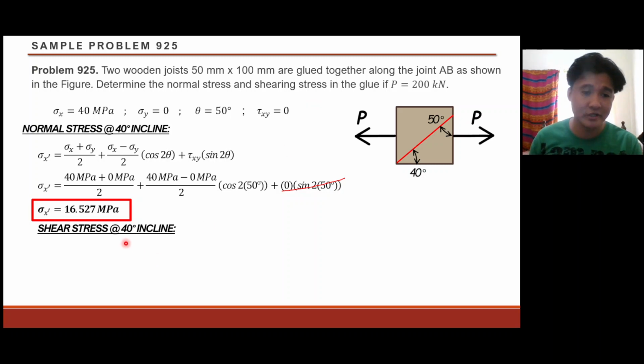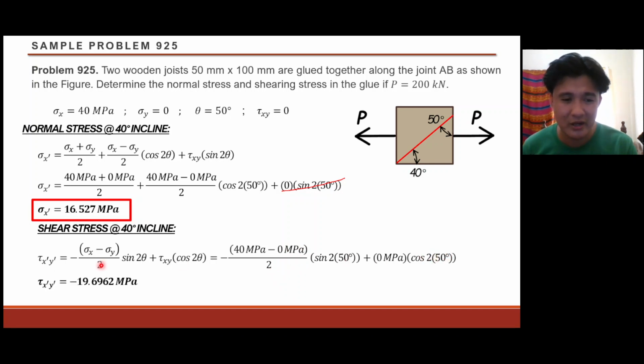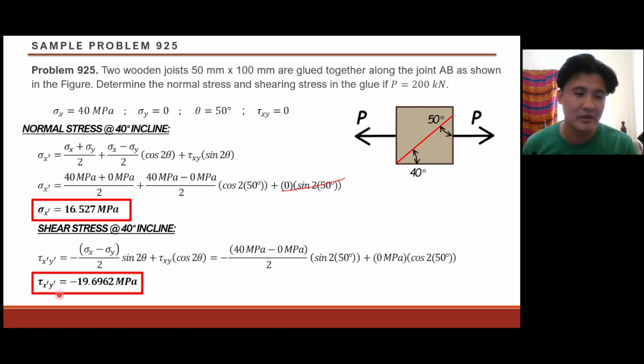So, shear stress at 40 degree incline. Okay na tayo sa theta. Tama na yung theta na ginamit natin. So, we can proceed sa equation natin. That is equal to negative stress x minus stress y over 2 sine 2 theta plus shear xy cosine 2 theta. Okay, so we have negative 40 megapascal minus 0 megapascal over 2. Sinubstitute ko lang yung mga values. Okay, and then, yan sa calculators natin, then we have negative 19.6962 megapascal. So, this will now be yung shear stress natin in the glue.